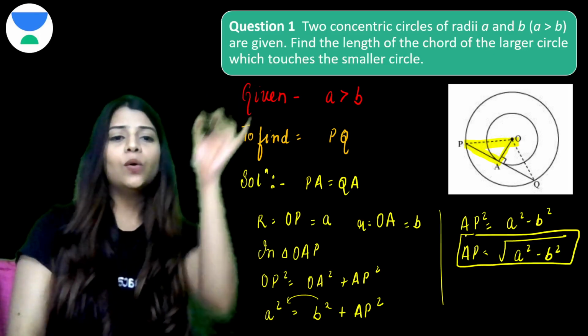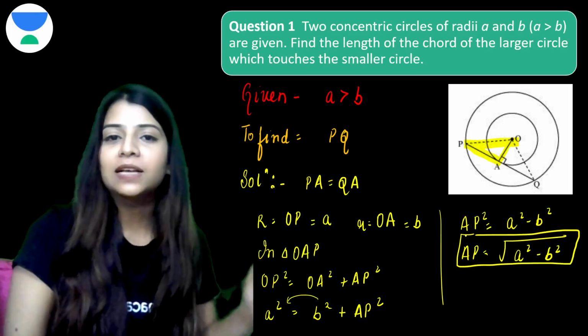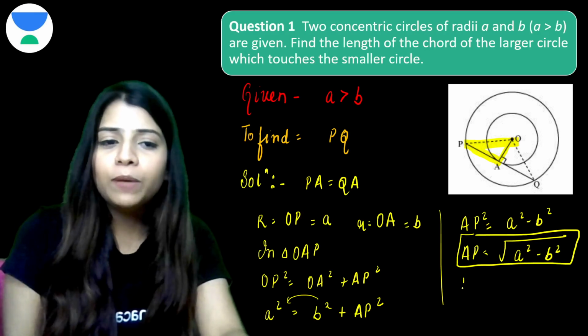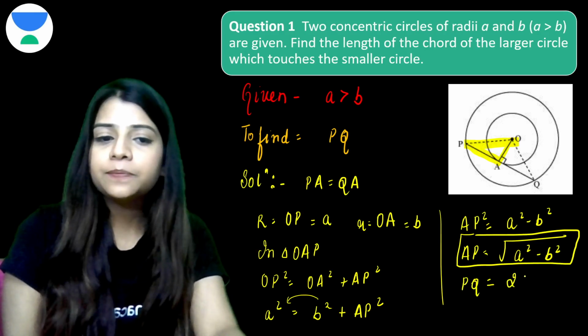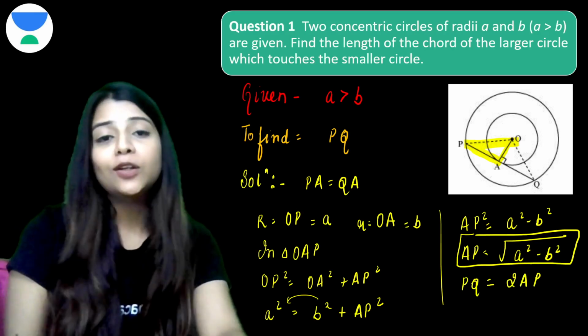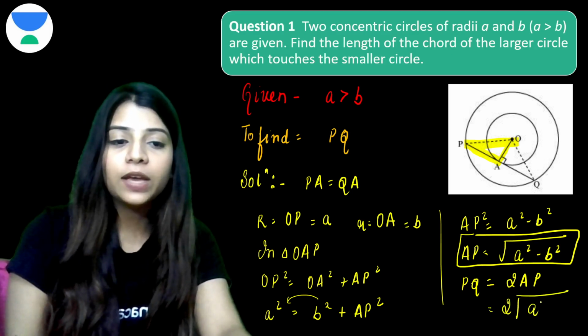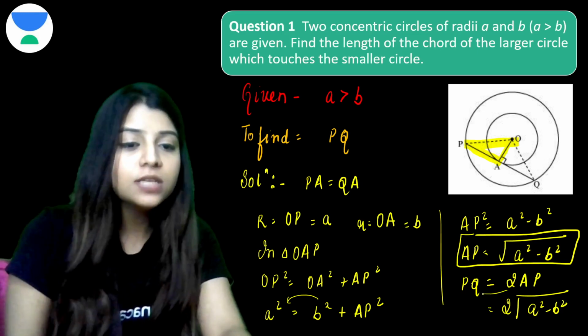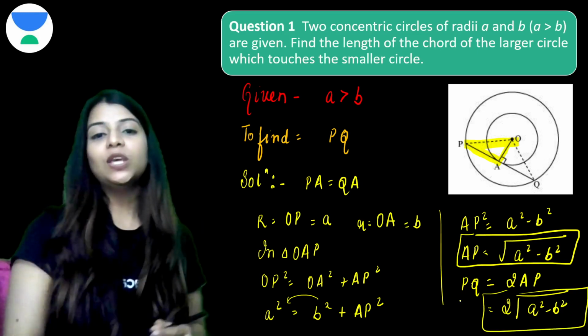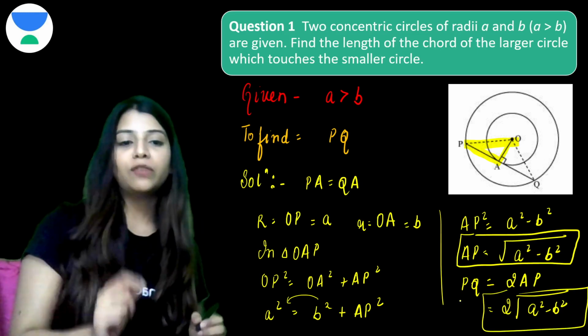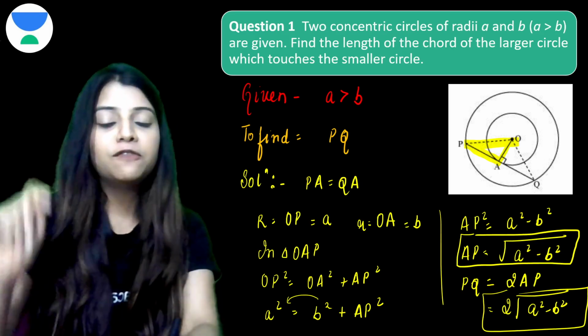We also know that OA is perpendicularly bisecting PQ. So PQ will be twice of AP. And AP is under root of A square minus B square, so PQ will be twice of under root of A square minus B square. So this is now your final answer, that is the PQ length, twice of under root of A square minus B square. So this was our first question.